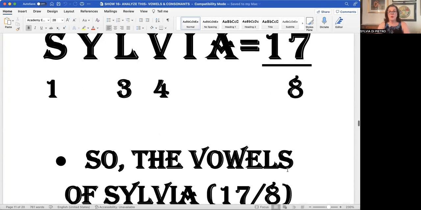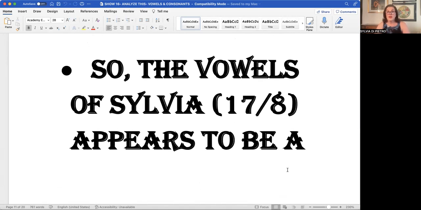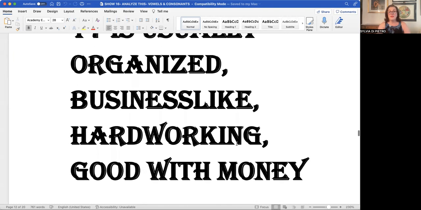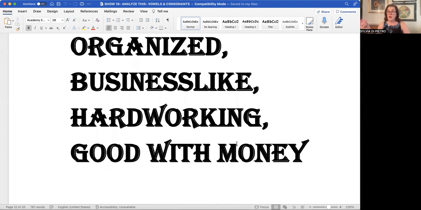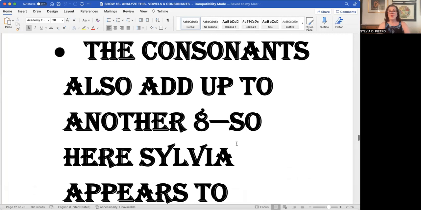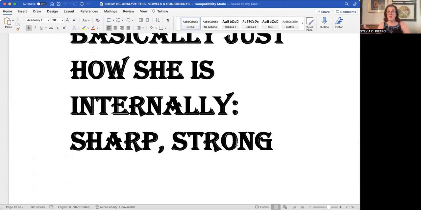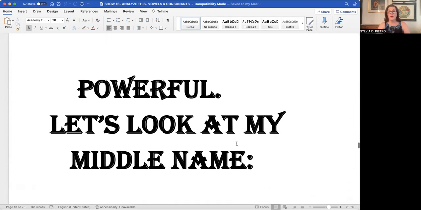And when we add them together, you will see later that it's the number 25-7. So there's this analytical side to the name Sylvia, 25. 2 plus 5 equals 7. The vowels of my name make me appear a person. It begins with a 1. So I'm a great beginner, and I'm also analytical, like the 7. And I'm businesslike, like the 8, because 1 plus 7 equals the number 8. I'm organized, I'm executive, I'm fairly good with money. Let's look at the consonants in the name Sylvia. That's a number 8 also. So basically, I appear to others to be analytical, sharp, strong, powerful.